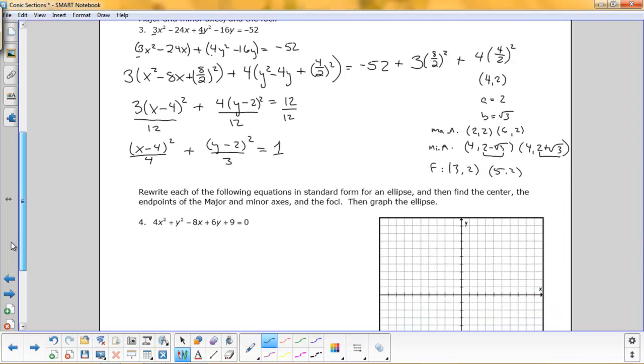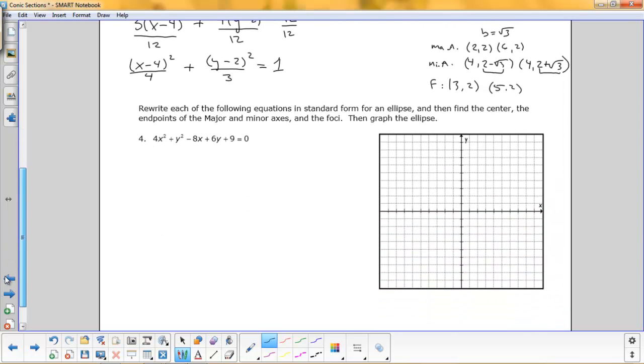All right, question number 4. Again, we're going to rewrite using grouping. And I'm just going to go ahead and move that 9 automatically. Now I'm going to group. Notice this time I only have to pull out one value, and that'll be the value on the x squared term.